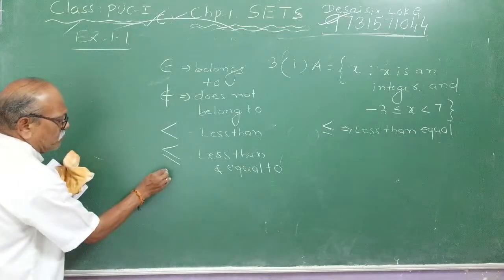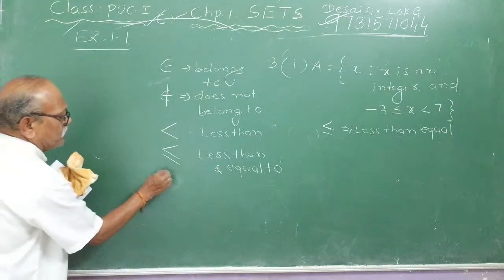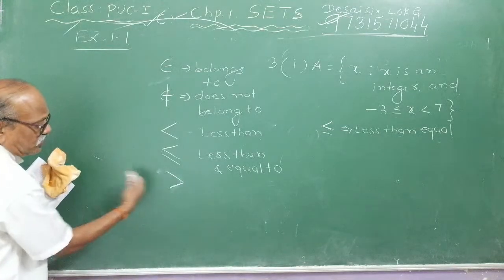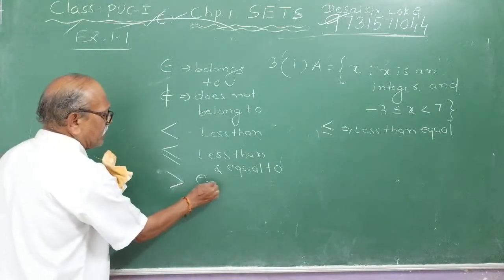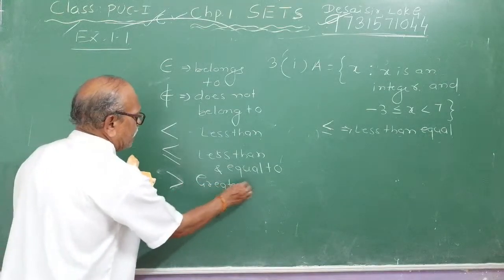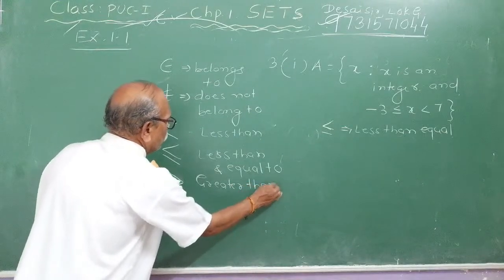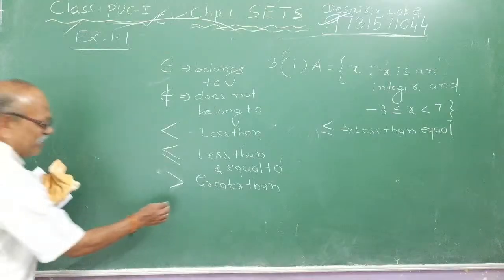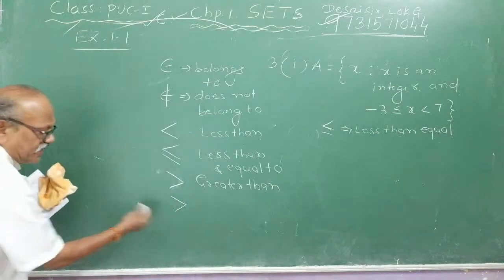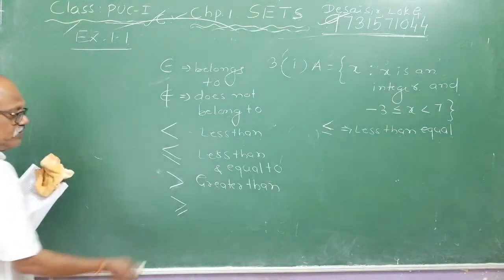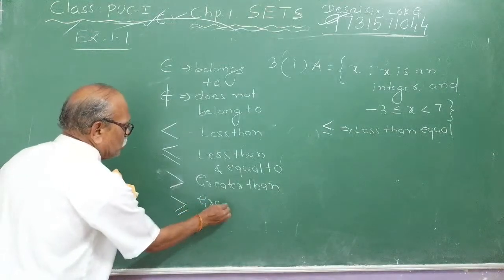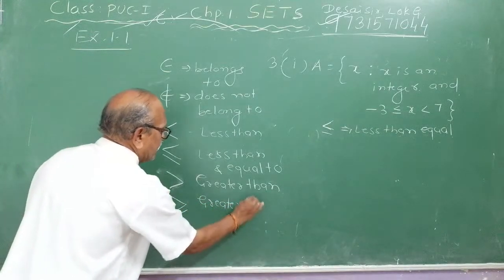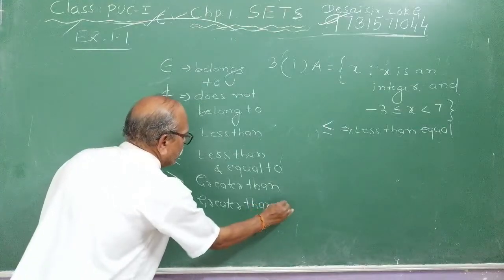If I write the symbol like this, if it opens the mouth on the left side, remember, never get confused. Greater than. Many students don't know which is their right hand and which is their left hand. If it opens on the left side, it is called as greater than or equal to. I am using a number of symbols.